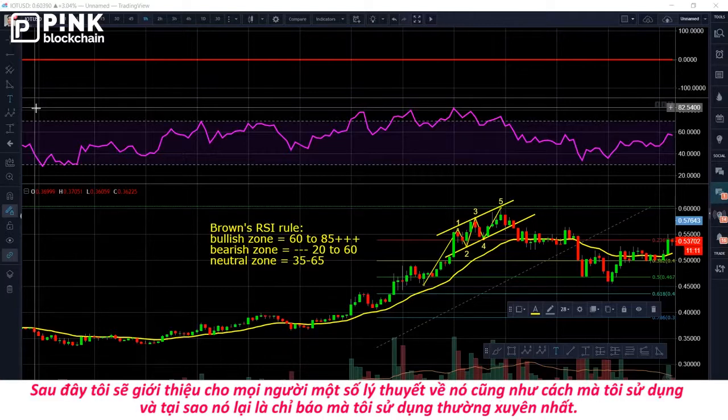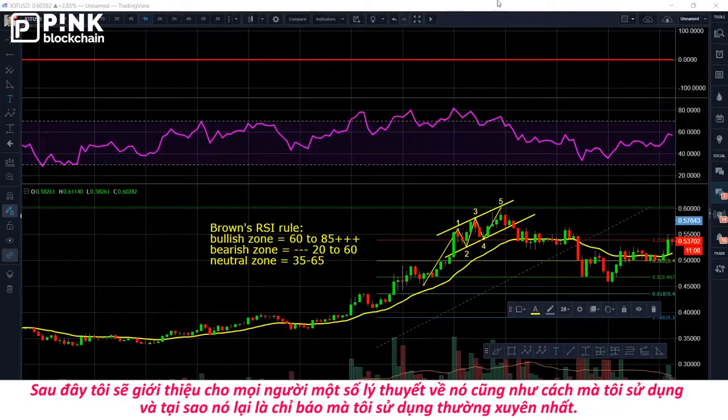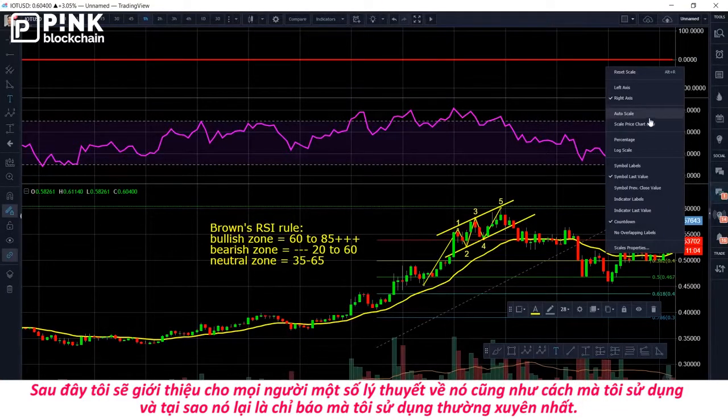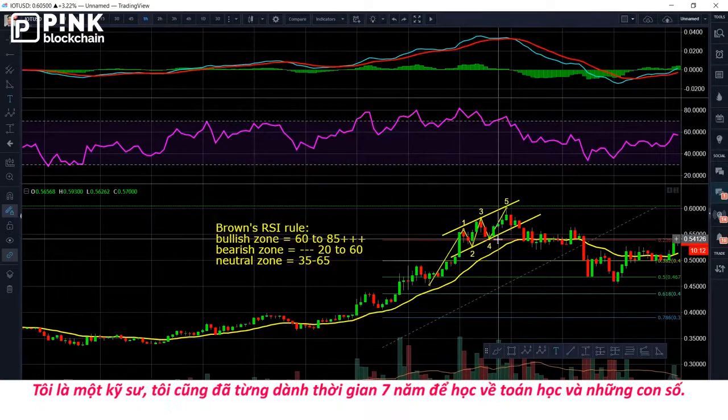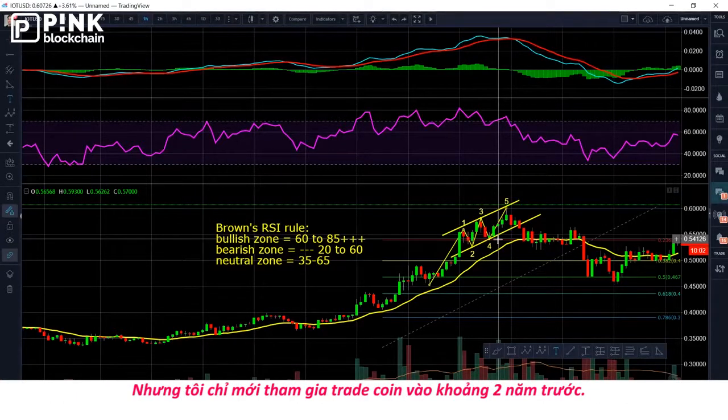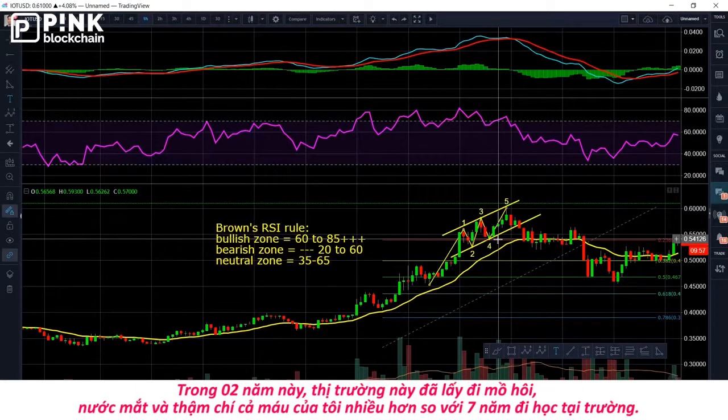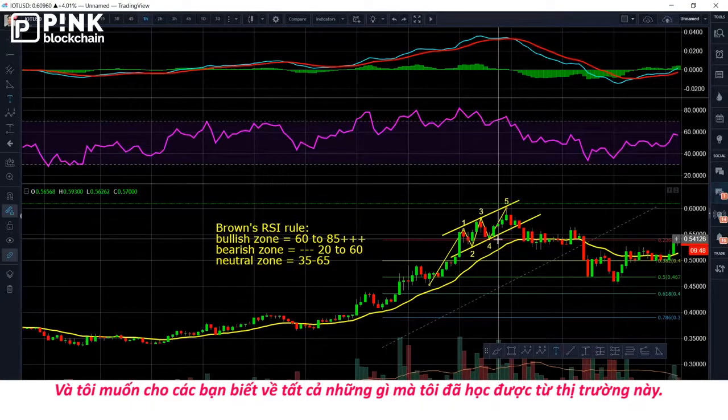Now, I'm going to introduce to you guys a lot of different theories and how I personally use RSI and why it's my actual favorite indicator of all time. I'm an engineer, just to let you guys know, and I studied math for 3 years, and I've been in school studying numbers for like 7 years. But I kid you not, I have put more tears, blood, and sweat into 2 years of trading than into my entire 7 years of academics, okay? And I want to show you guys all that I've learned.